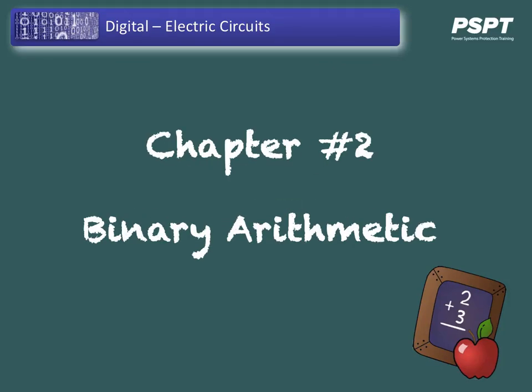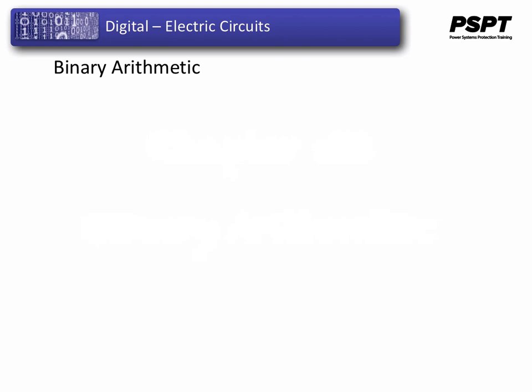Chapter 2, Binary Arithmetic. In any number system, when carrying out arithmetic operations, you have to follow a set of rules. And when adding two single-bit binary numbers, these are the binary addition rules that you must follow. The rules for binary numbers are quite straightforward and similar to those used in decimal arithmetic.